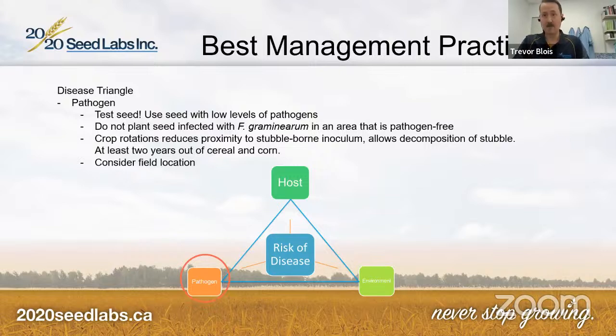Considering field location as well, those sexual spores that are produced in the perithecia, they are airborne, so they can travel small distances, right? So if you're planting a field downwind from a field that was infected last year, your risk of seeing disease in that field certainly goes up.